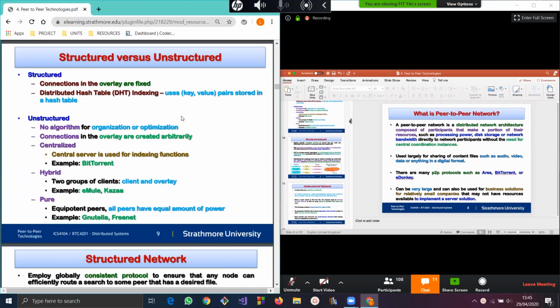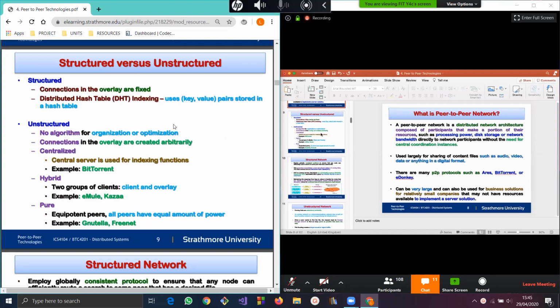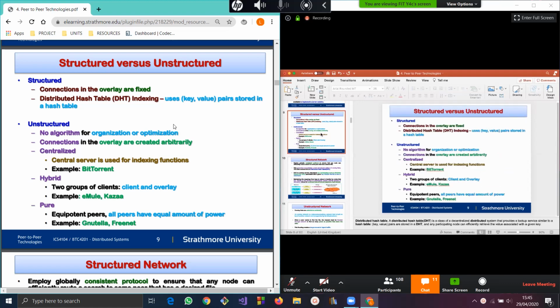So how are they structured? The P2P technologies come in two ways. We have what we refer to as structured and unstructured. Structured simply means that the overlay connections are fixed, and they use a distributed hash table for indexing. Remember, hash tables allow us to have key-value pairs. So if I'm looking for pair A, I just need a key and it will take me to that particular pair. That means it's structured. In some cases it can be useful, in some cases it has limitations.